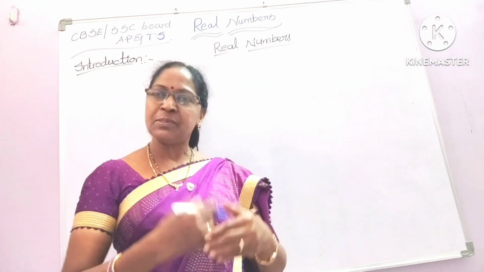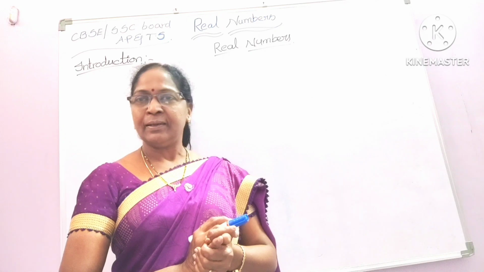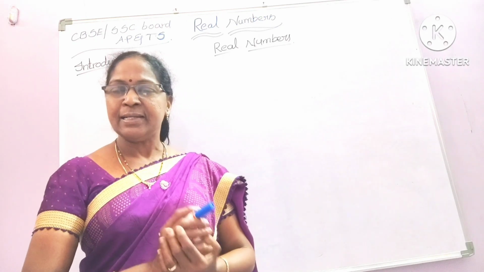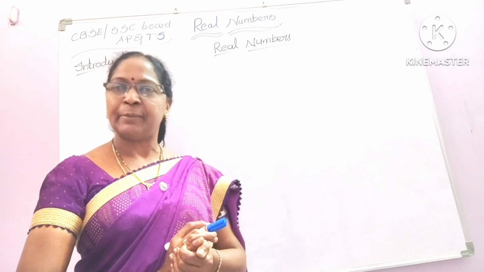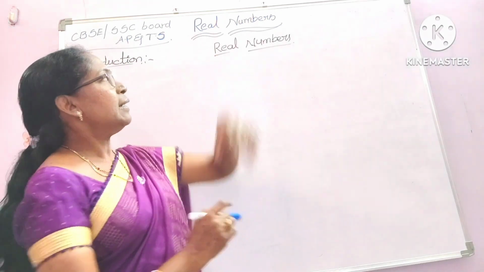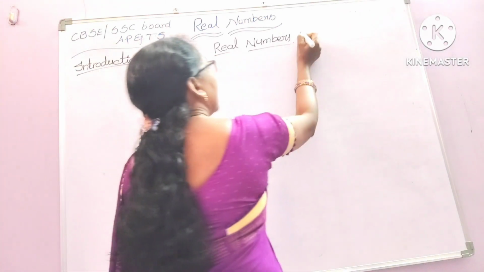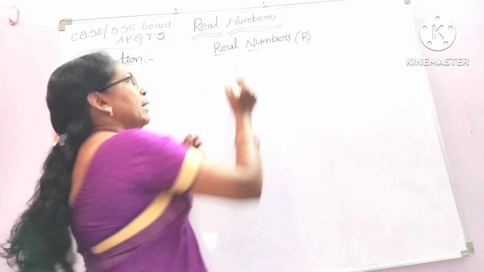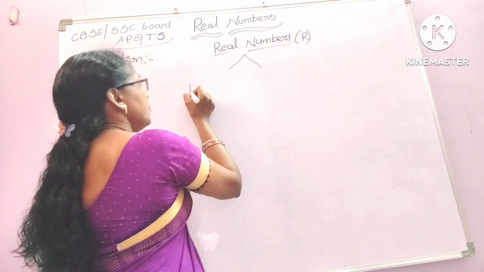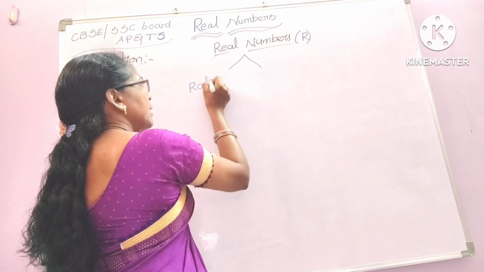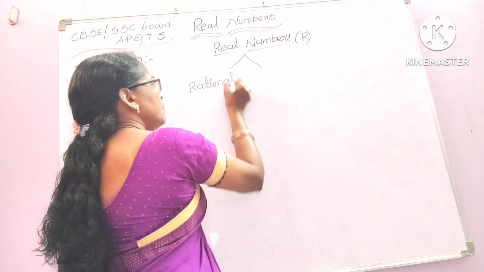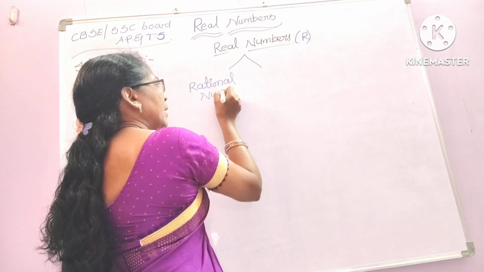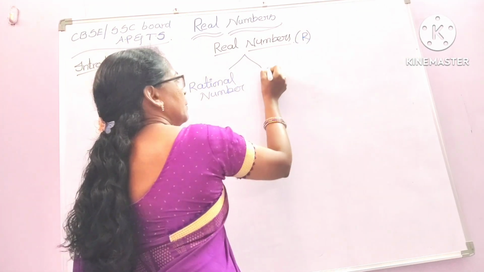And rational numbers are represented by the letter capital Q and irrational numbers are represented by the letter capital S. And real numbers are represented by the letter capital R. Starting letter capital R. Here the combination of rational and irrational numbers. Rational numbers and irrational numbers.